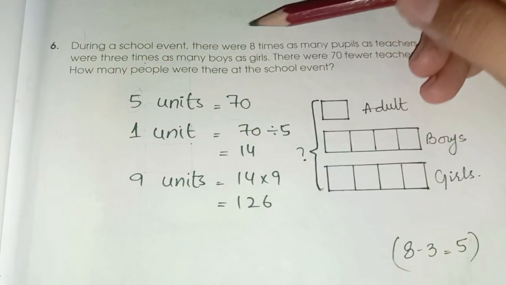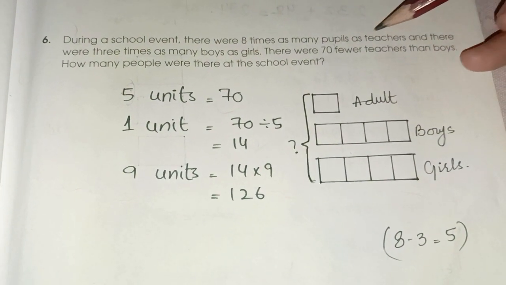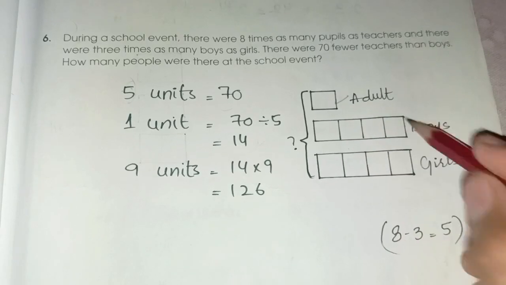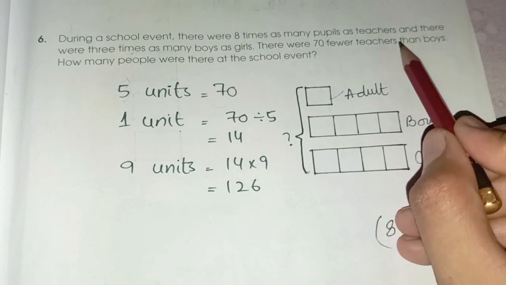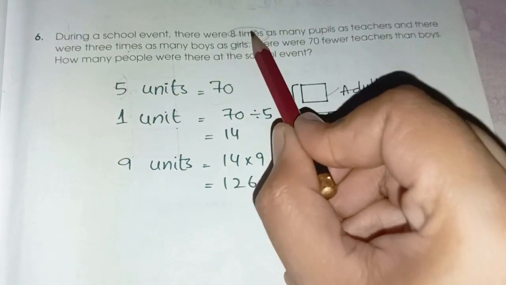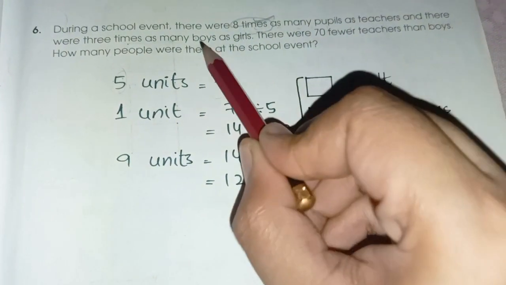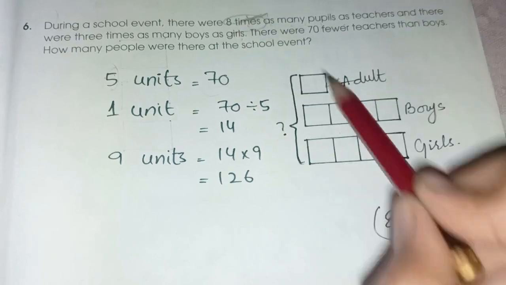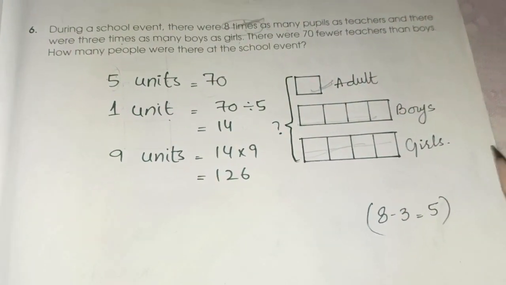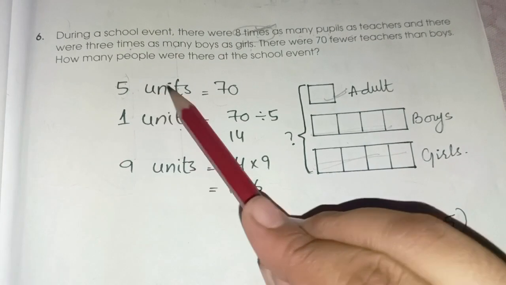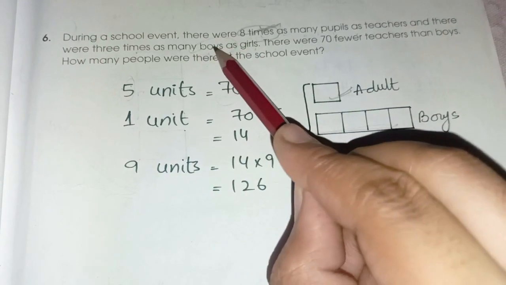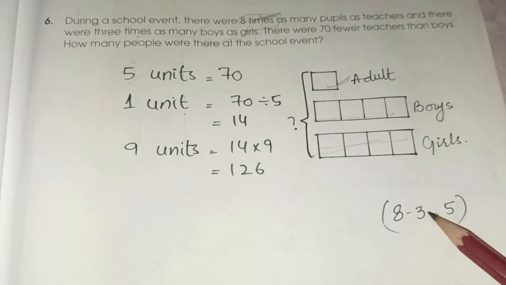Number 6 is, during a school event, there were 8 times as many people as teachers and there were 3 times as many boys as girls. So we have adult, a complete number of adult, and we have 3 times as many boys, 8 times as many people. 8 times as many people mean boys and girls. So we divide this 8 times into 4 girls and 4 boys. 4 girls and 4 boys and 1 unit for the adult. So we have total 5 units because we have 3 times as many boys. So we have to subtract these 3 from 8. 8 minus 3 is 5.